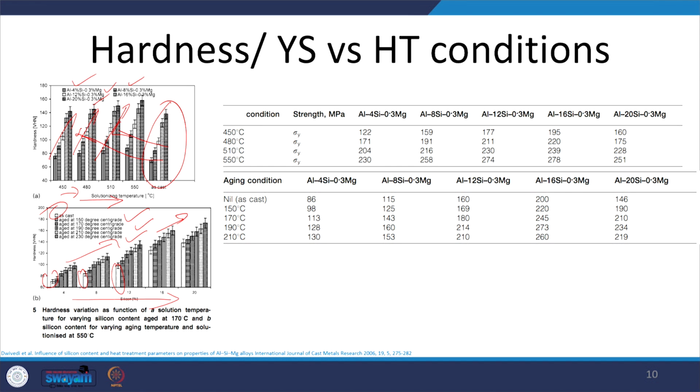So, this is what is reflected also in strength, not just in hardness. For any alloy, increasing the solutionizing temperature increases the strength. Similarly, increasing the aging temperature also increases the strength for each category of the aluminum alloy, except for the higher level, for this hypereutectic. In eutectic systems, there is a continuous increase of the strength.